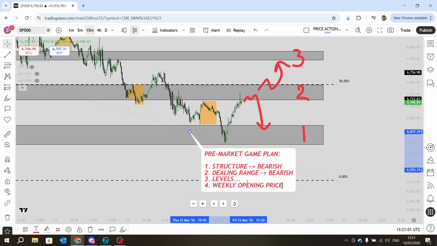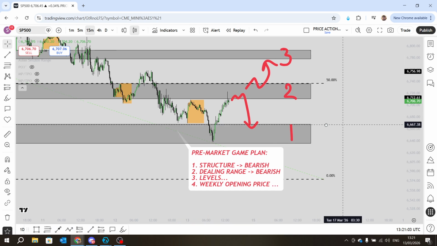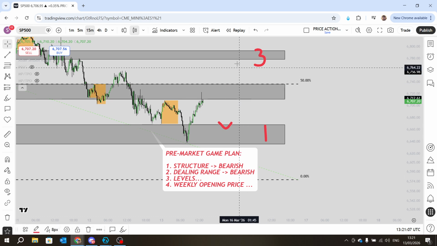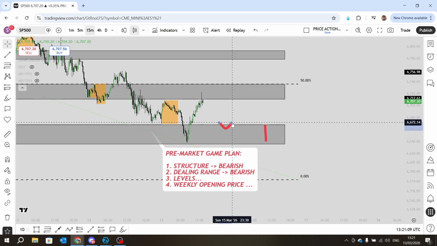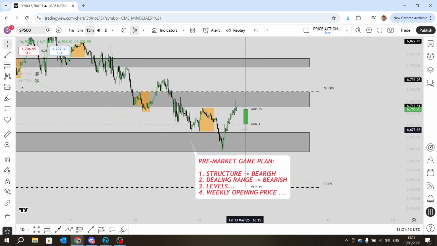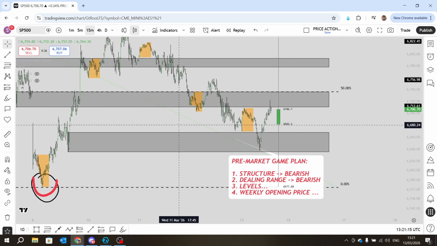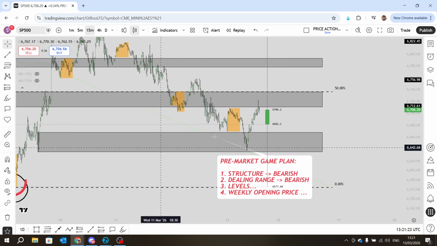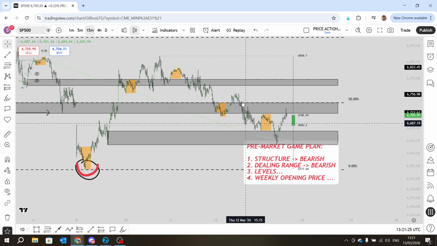So how do we use the weekly opening price? It's kind of like a magnet. I want traders to understand it's a magnet. If I get the weekly opening price up, we can see this faint line. That's the weekly opening price. That was Sunday at 10 p.m. my time, or 16 o'clock, or 4 p.m. Eastern.